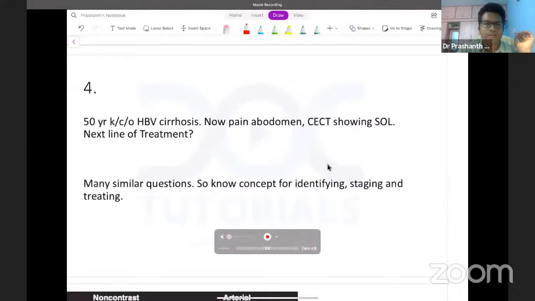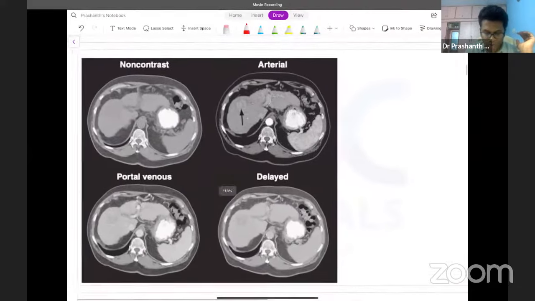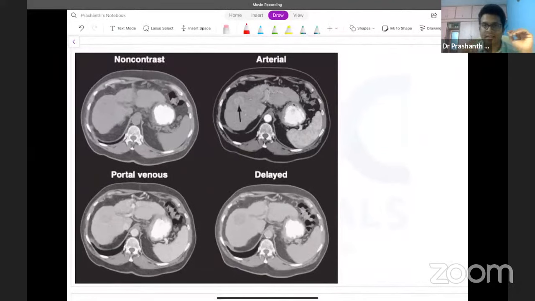Next is a 50-year-old with HBV cirrhosis who has abdominal pain, and the CT shows some space-occupying lesion. What is the next step of treatment? There are lots of questions, at least three to four, completely based on different liver lesions on a CT scan. As a concept, you should be able to identify the lesion, stage the lesion, and know some tables to treat, especially when it comes to HCC. This is a cross-sectional CT image, which I am showing to teach you how to recognize a lesion.